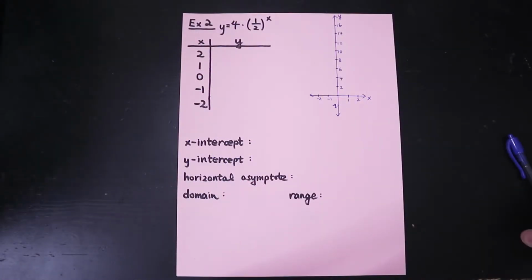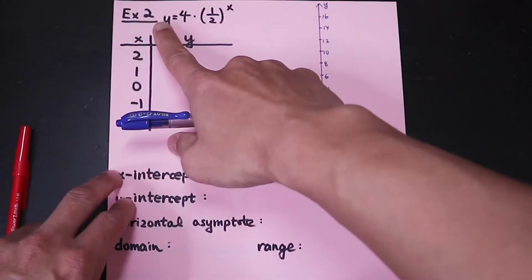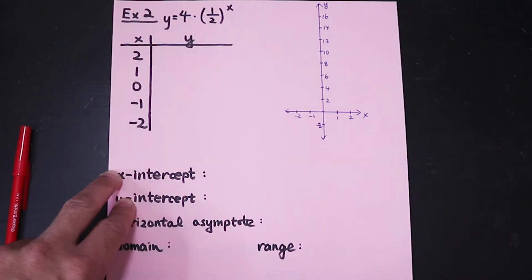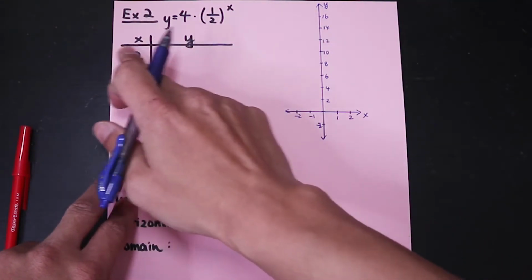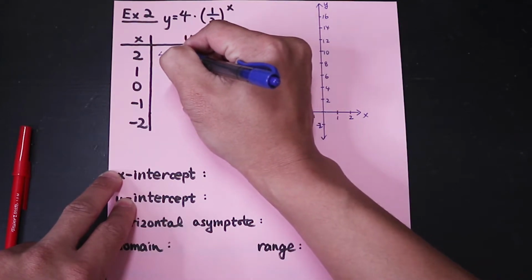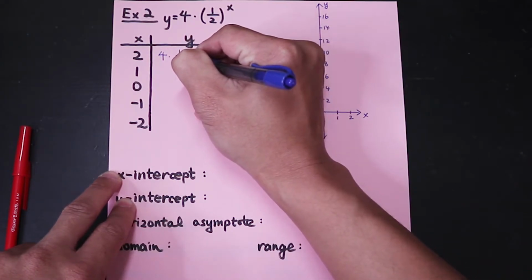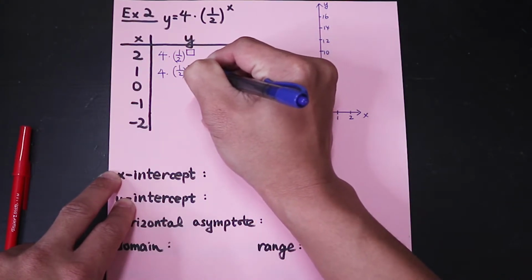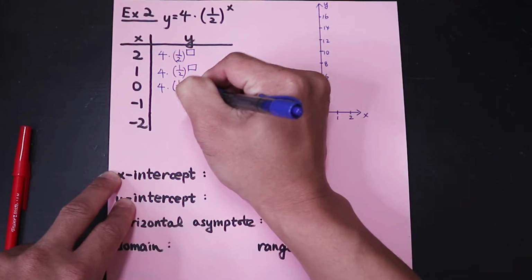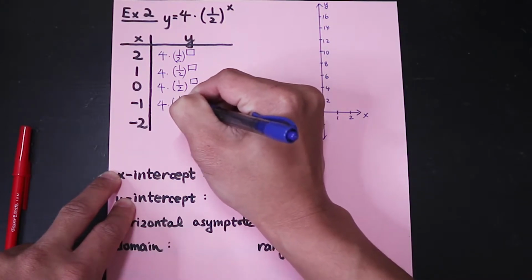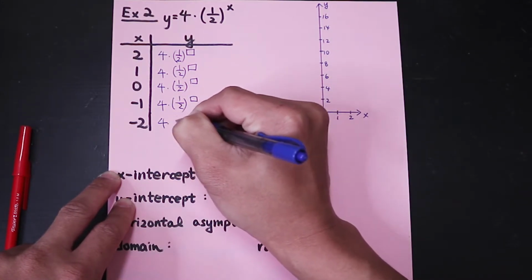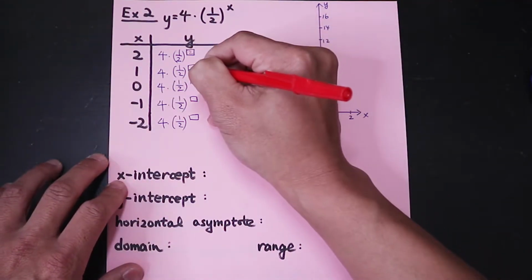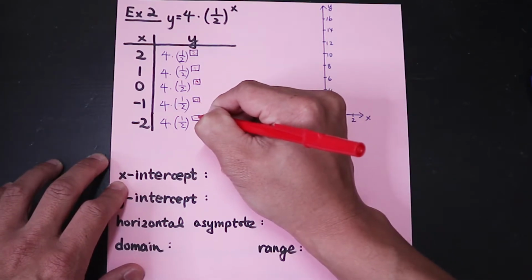Well, let's take a look at another example. So this exponential function is y equals 4 times (1/2) to the x power. Let's do the same thing. First of all, we should have an xy table, and we're going to copy the equation 5 times like this, and put a box. Then in each box, you fill in the corresponding x value. So inside the box, you're going to replace them with 2, 1, 0, -1, and -2.